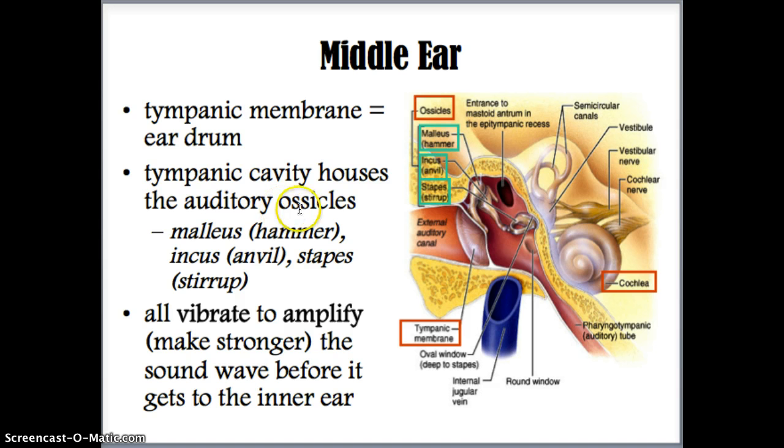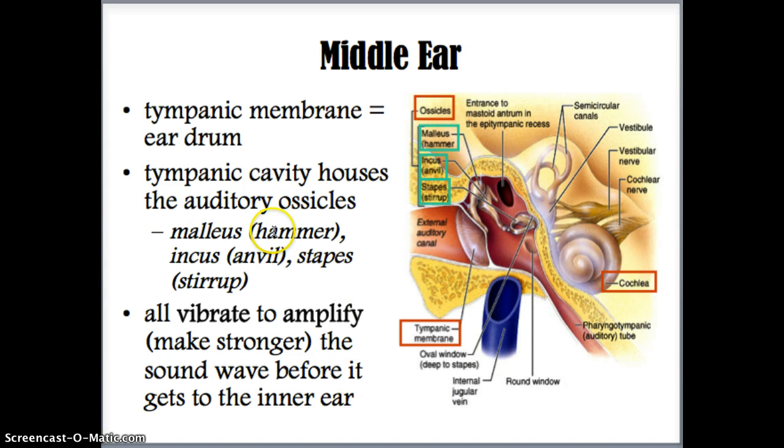Remember, OSS means bones. They're called the malleus, also known as the hammer, the incus, also known as the anvil, and the stapes, also known as the stirrup. These bridge the tympanic membrane, or eardrum, and the inner ear. So they're connecting here and here, and we're going to talk about those muscles. What they do is they transmit the vibration.